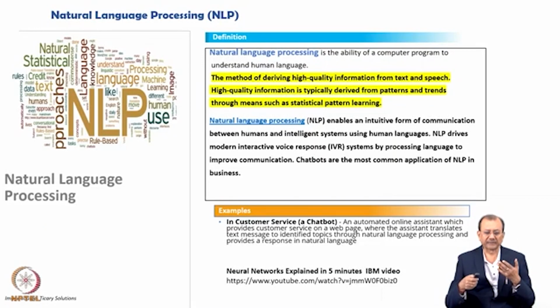Now the next AI component technology is natural language processing. When natural language processing started becoming mature, that was the real revolution which AI has brought to the industry. Natural language processing means the way we communicate with the machine. When we ask the machine to capture my speech and convert it into text, that is natural language processing.